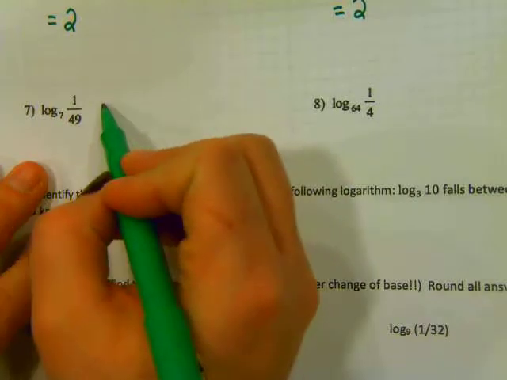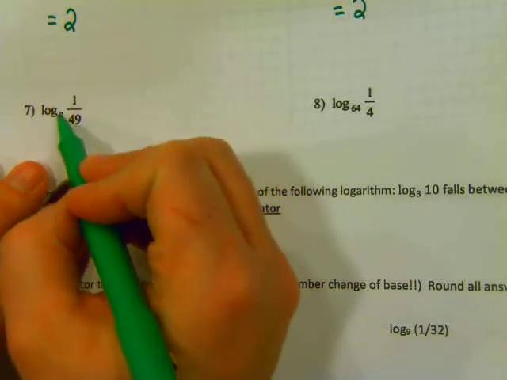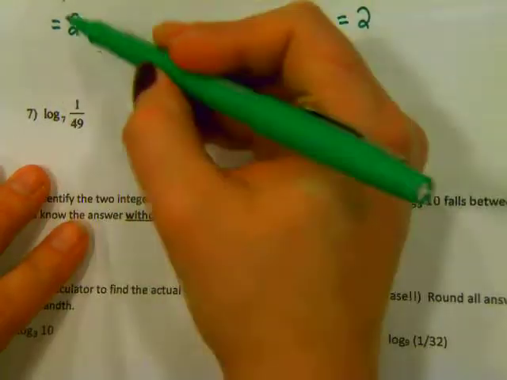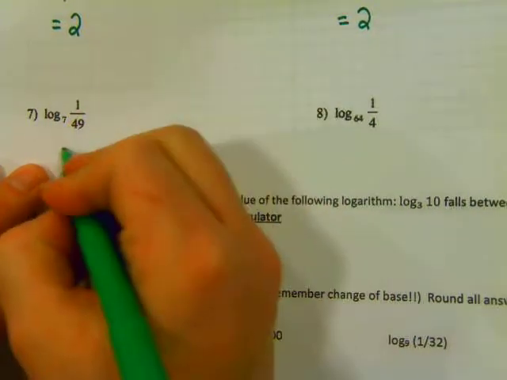7 to what power is 1 over 49? Now again, 7 squared is 49 like we did up at number 5, so to flip it, it has to be a negative 2.